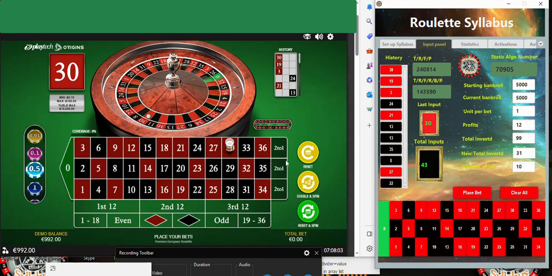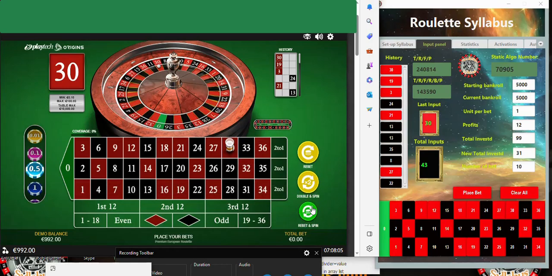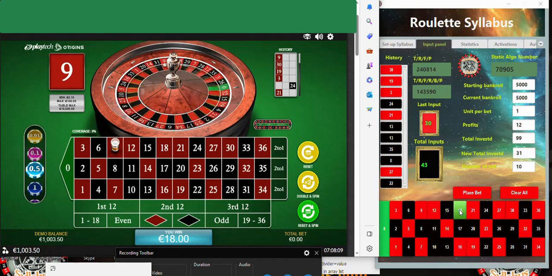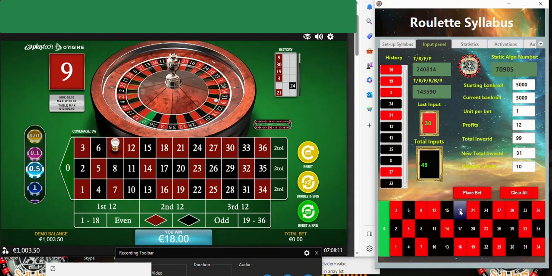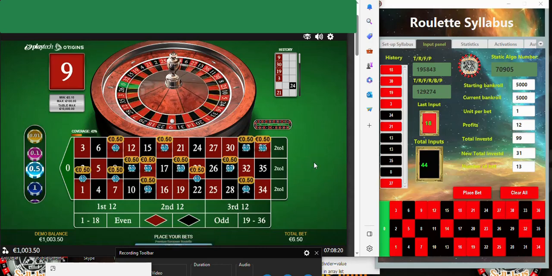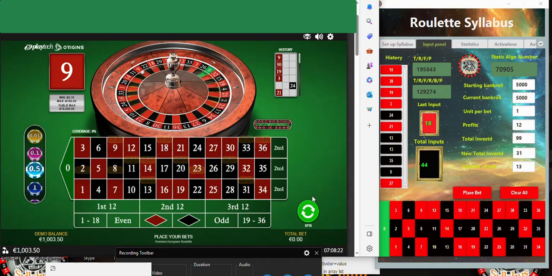Spinning on that is not part of what I was supposed to do, but anyway, I have to clear and spin. So not a problem. I have to rebet and clear, and then I will spin. Right? So let's go.